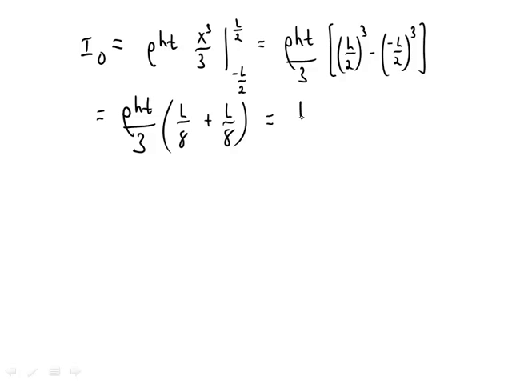But this is 1 over 12 rho htl. But htl is volume. Rho times volume is mass. I'm missing a cube there and a cube there, so there's an L squared. And so I get 1 over 12 mass length squared. And that's the moment of inertia of a thin rod around its center of mass.